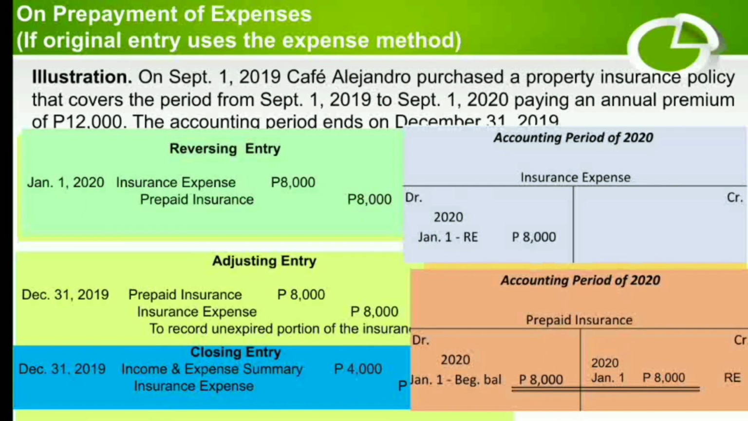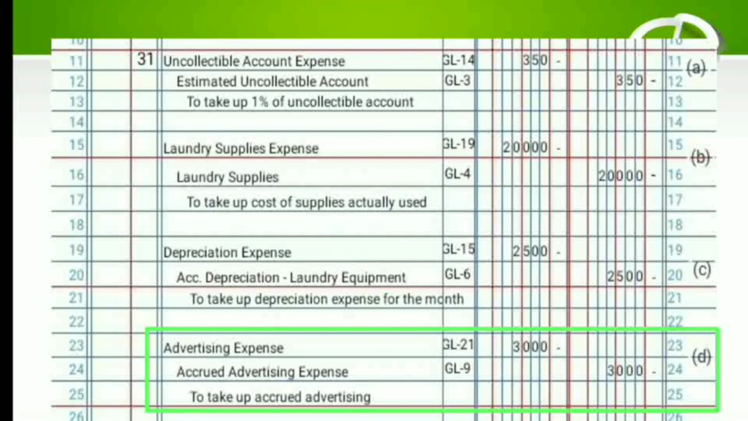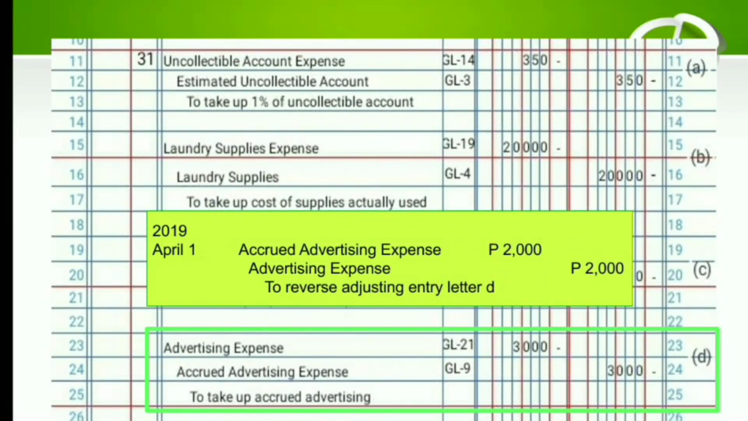Okay, so we'll now go back to our continuing illustration, the Davao Laundry Services. So in your screen right now are the adjusting entries of Davao Laundry Services. And among these 4 adjusting entries, only the adjusting entry letter D requires the reversing entry. And here's now the reversing entry to be recorded on April 1, 2019. Debit to accrued advertising expense, 2,000 pesos, and then credit to advertising expense, 2,000 pesos. This is to reverse the adjusting entry letter D.